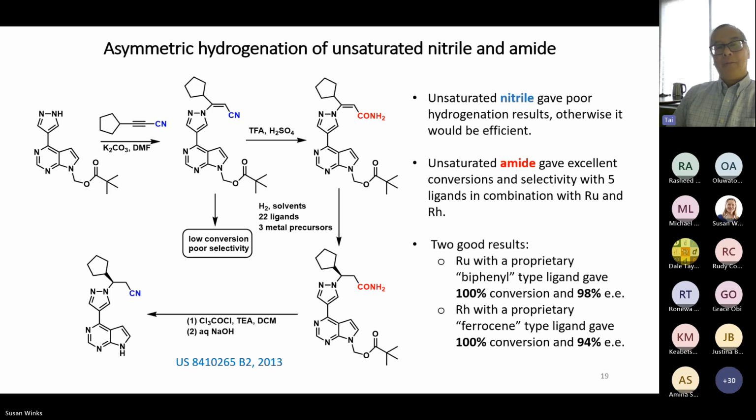For the alpha, beta-unsaturated amide, we have 2 results, one with ruthenium, one with rhodium. When ruthenium was combined with a proprietary biphenyl-type ligand, it gave complete conversion at 98% EE. That was spectacular. The rhodium catalyst combined with a ferrocene-type ligand, which is similar to a Josiphos ligand, also gave complete conversion at 94% EE. So, these are very good initial results. And of course, the problem is the amide has to be reconverted back to the nitrile. That takes some work. Next, please.